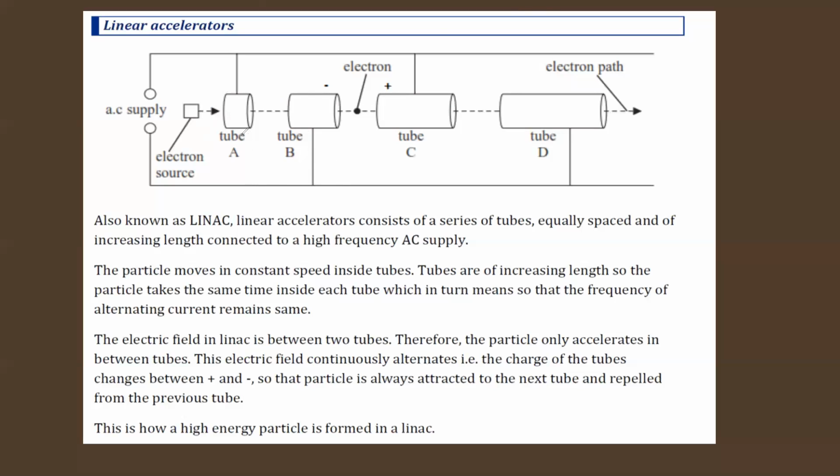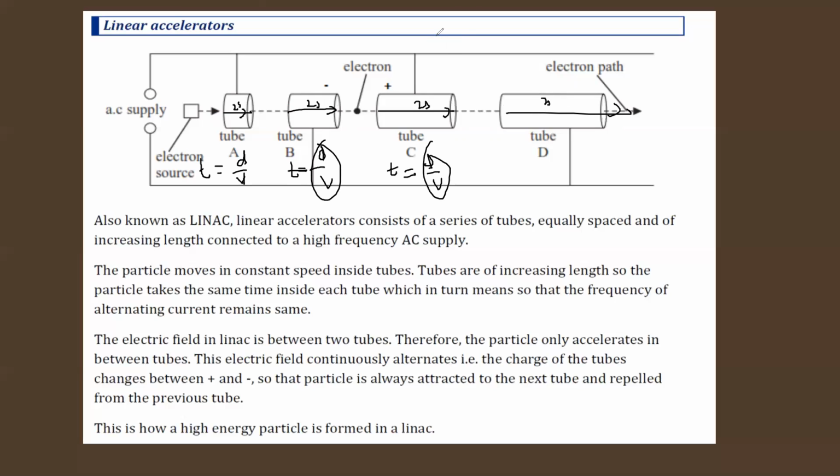Why? Because here the distance is shorter, it was moving with a slow speed. Here the distance is more, but it is accelerated, so higher speed. Here also the distance increases, the speed is also increasing, but the ratio of distance to speed remains constant. So if the electron takes, for example, 2 seconds to cross tube A, it will take the same 2 seconds to cross tube B, the same 2 seconds to cross tube C, and the same 2 seconds to cross tube D.